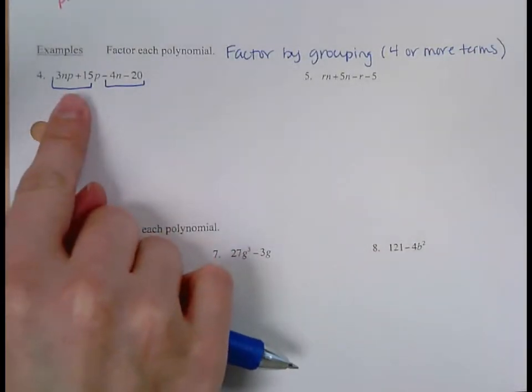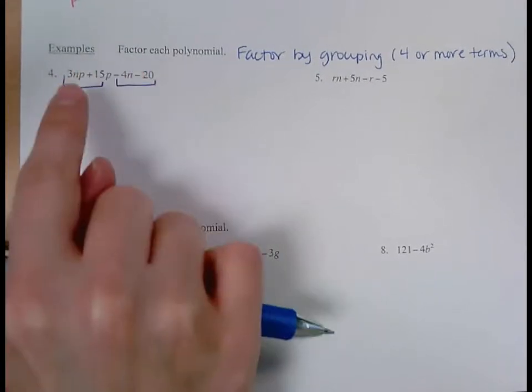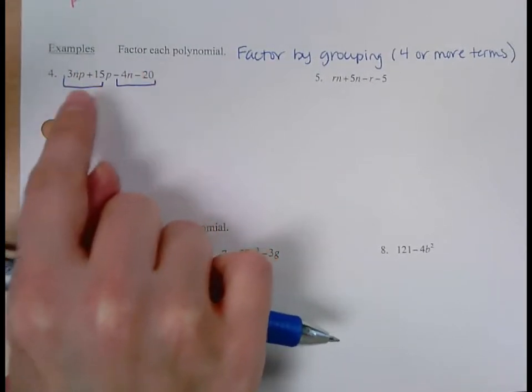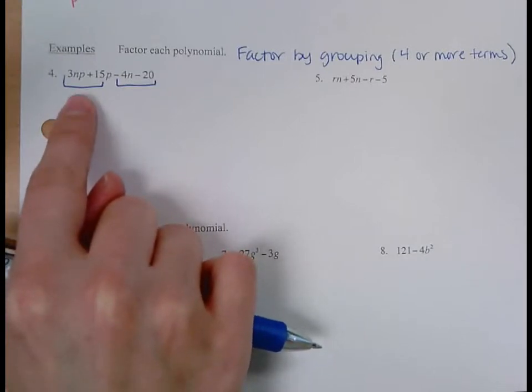And so we're just going to look at the first 2 terms. So we're going to ignore the minus 4n minus 20 for right now. So with 3np and 15p, you're going to find the GCF. So what do they have in common?